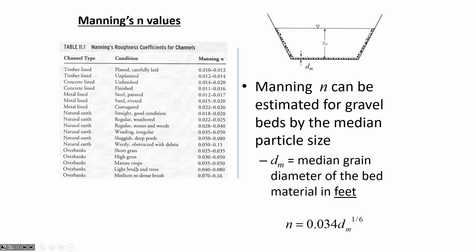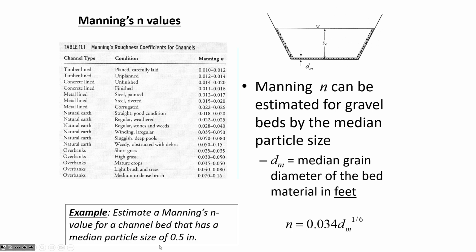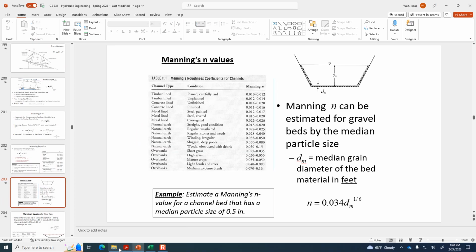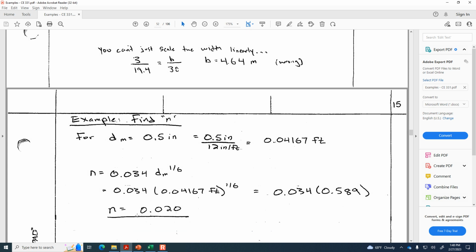There is an empirical relationship between the diameter of grains in the bed and the N value. So if you had gravel, for example, and you knew the median grain diameter of the gravel in feet, then you could use that to calculate the N value. Just for instance, if you had gravel that had a diameter of 0.5 inches, and you wanted to find out what the N value is there, then you could estimate it by converting from inches to feet and putting it into this empirical equation, and it would suggest an N value of 0.02.